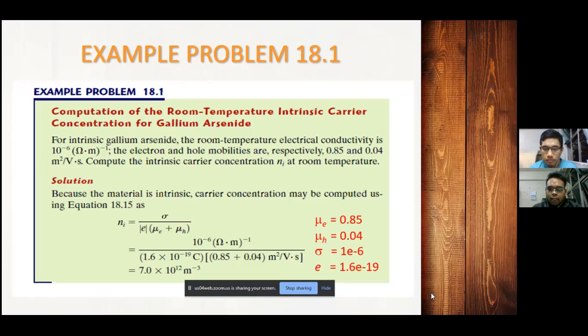Meanwhile, the value of E is given as 1.610 times 10 to the power 19, as I stated before in the previous slide. So as we can see in this example problem, when we put all the info from the given problem into the equation, we get the value of the intrinsic carrier concentration Ni at room temperature of this material.